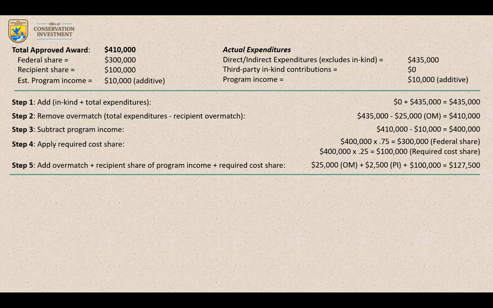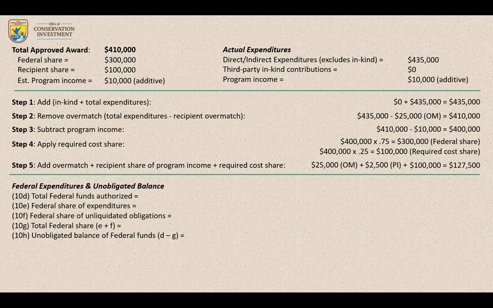From these 5 steps, the recipient has everything they need to accurately complete fields 10D through 10O of their final federal financial report. Fields 10D through 10H provide information about the expenditure of federal funds and any remaining unspent balance of federal funds as of the reporting period end date.